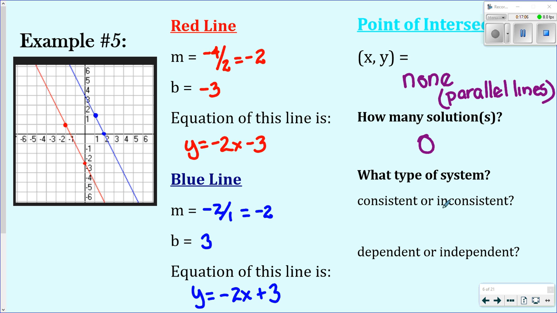What type of system is it? Remember, with parallel lines, it's always connected to inconsistent, because they'll never agree on anything. They'll never meet. So there's no corresponding with one or the other. So inconsistent. Dependent or independent? Neither. When it comes to inconsistent systems, the graphs are not dependent, not independent. They're not dependent on each other.